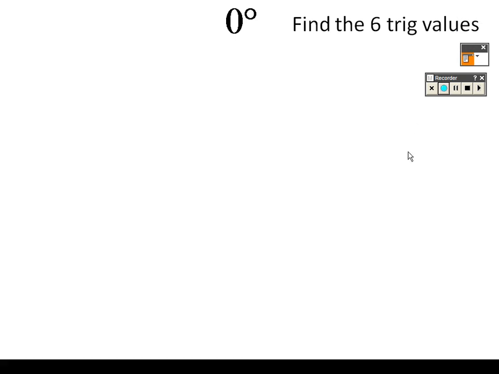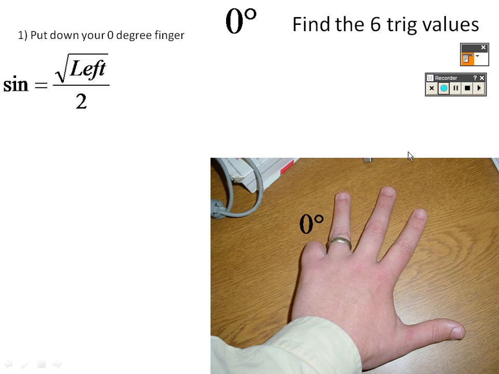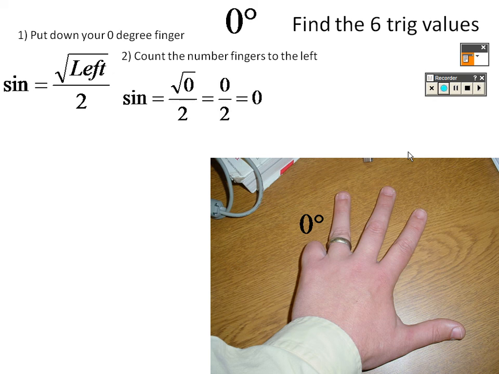So, 0-degree finger. I put the 0-degree finger down. There it is. Sine is the square root of the left over 2. I count the number of fingers to the left. There are 0 fingers to the left, so sine is 0.